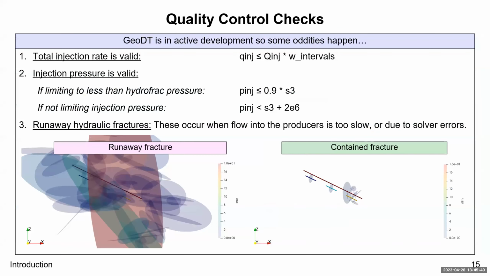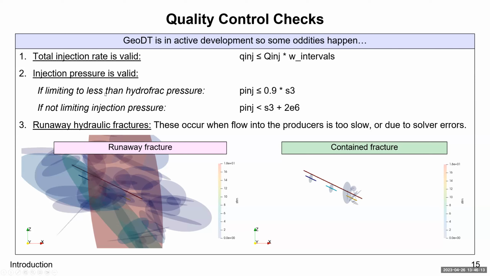And finally, some good quality control checks to consider on your final data set are making sure that your total injection rate makes sense. So here, the total injection rate should normally be less than capital Q INJ times W intervals. If this is not true, there is probably an error with the flow solver.